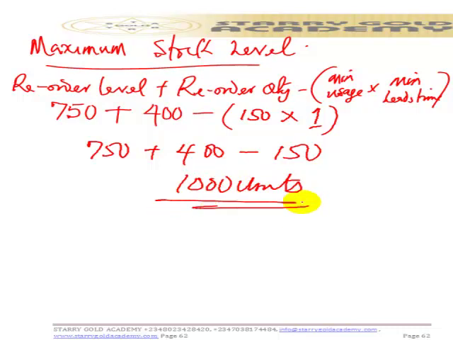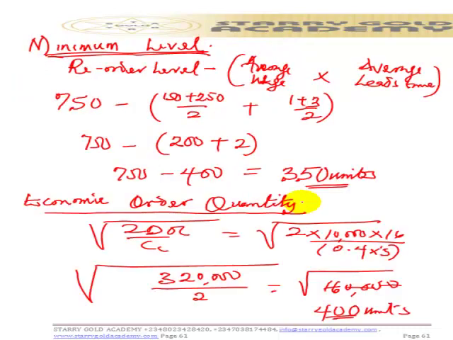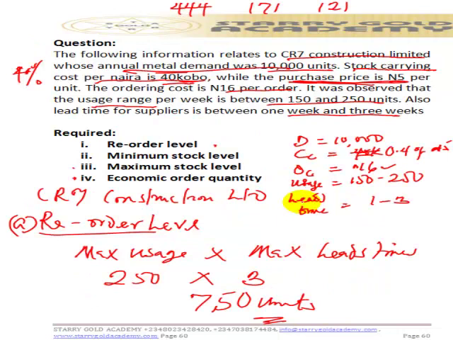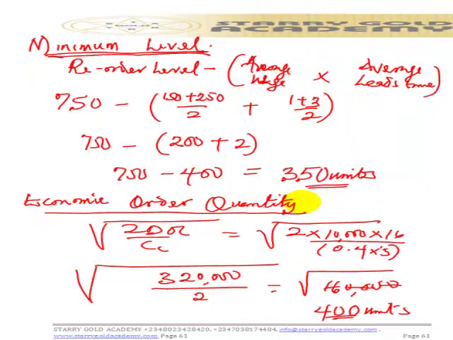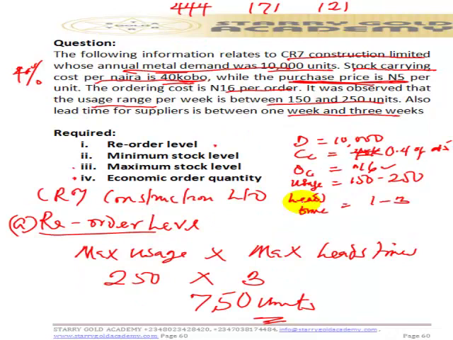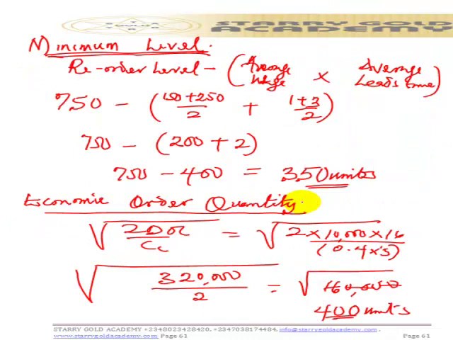1000 units is the maximum unit that can be in store. Minimum unit is 350 and the reorder level is 750. So when the number of units in store is 750 units, the company would request for replenishment, and they are going to order 400 units, and they must ensure that the number of units in the store is not less than 350 units.